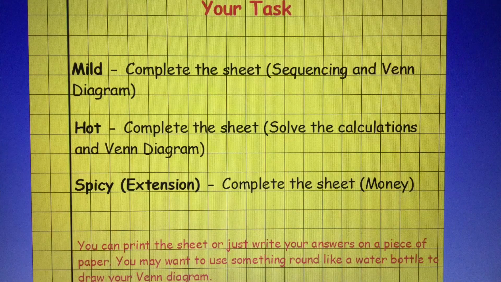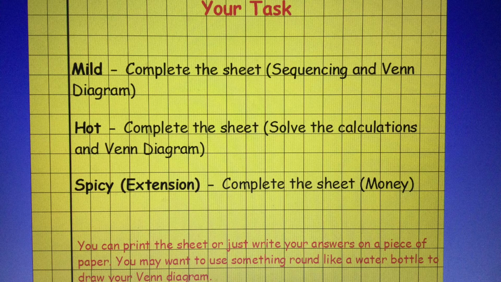It is now time for your main task. Mild, you need to complete the sheet by starting the sequences in 50s and then sorting out the numbers given into the Venn diagram. Hot, you need to be able to solve the calculations and those answers are the numbers you will be putting onto the Venn diagram.